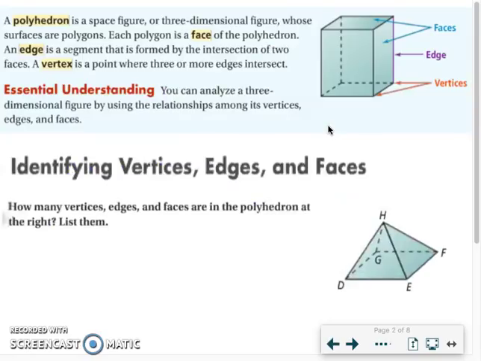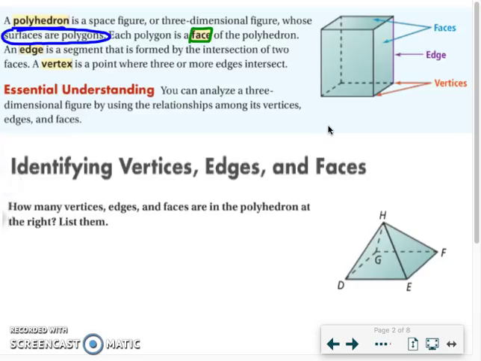So a couple vocab words for you to fill in there. So we have polyhedron, like I said. That's a space figure or a three-dimensional figure whose surfaces are polygons. That's an important part of that definition. Every side of the shape has to be a polygon, so something that's at least a triangle, okay? We call each surface, which is a polygon, each polygon is called a face of the polyhedron.